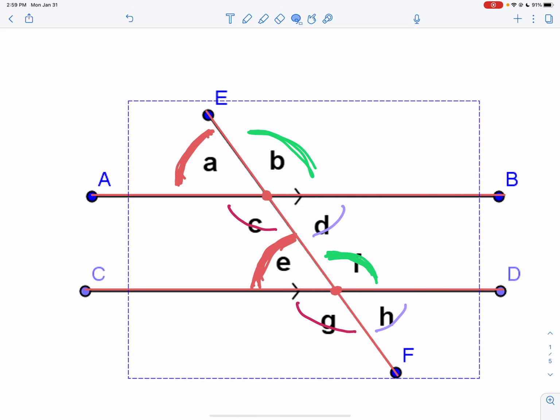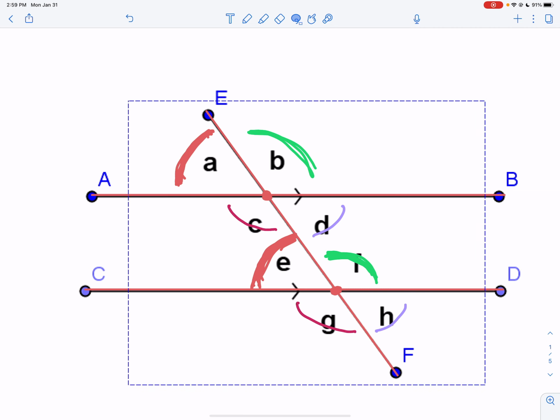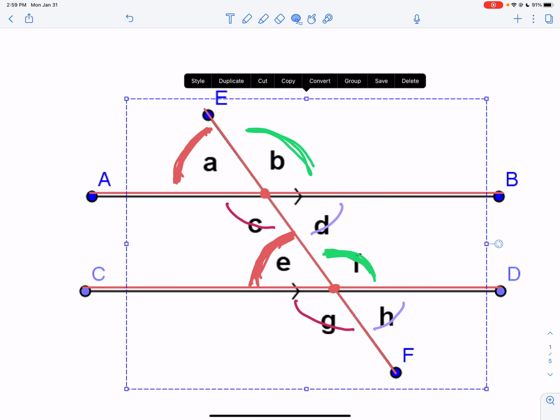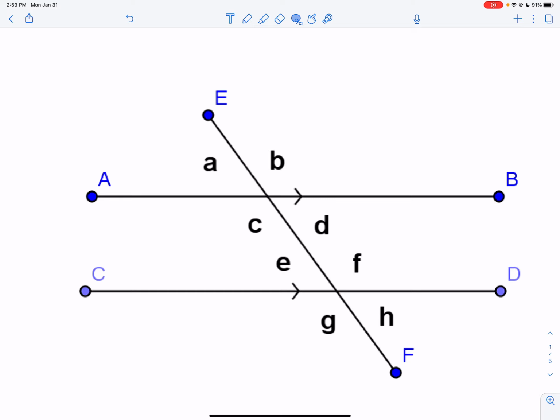So your answer for this one could be any of those. It could be A and D. It could be B and F. It could be G and C. There's a lot of different answers for that. And by that, I mean there's 8 different answers for that.